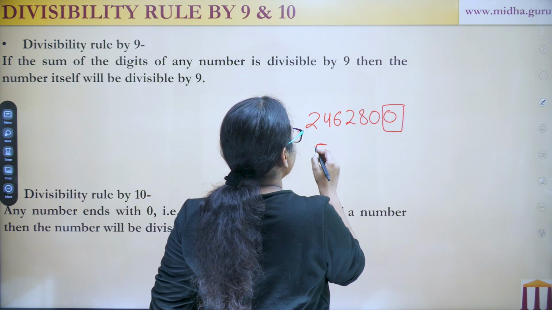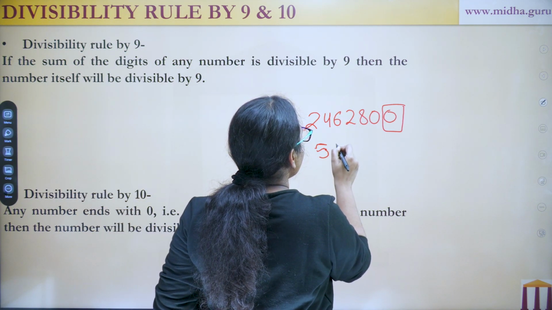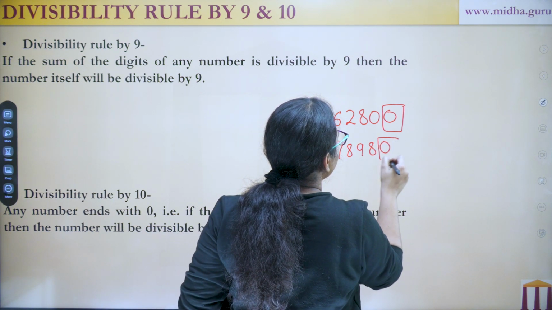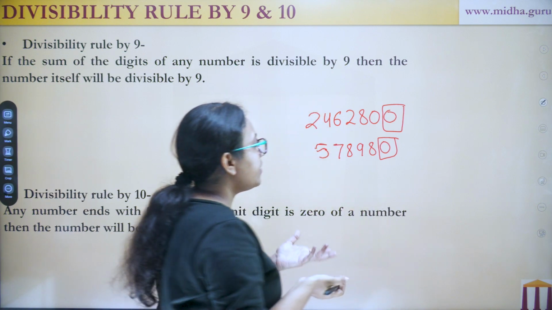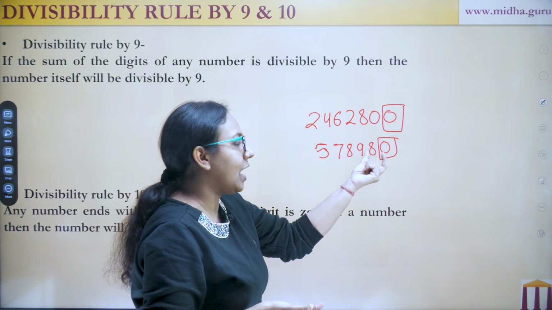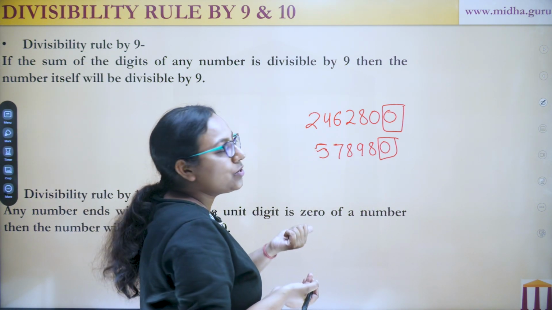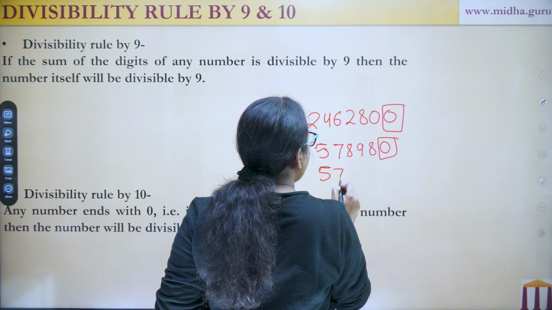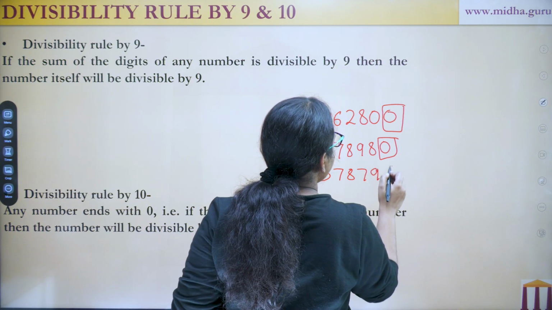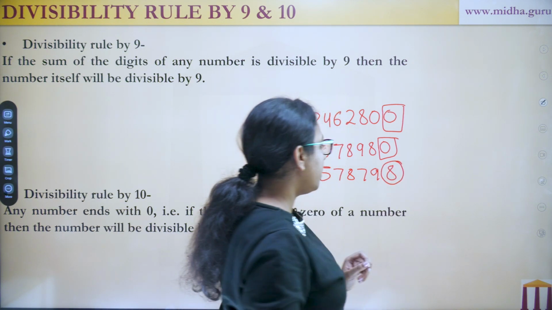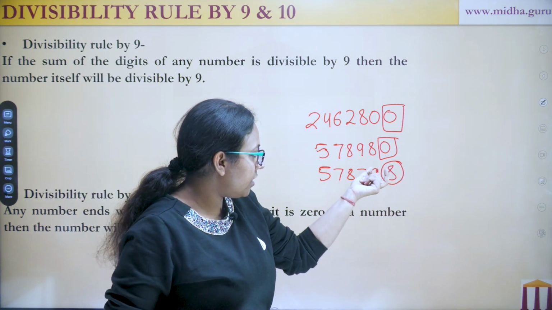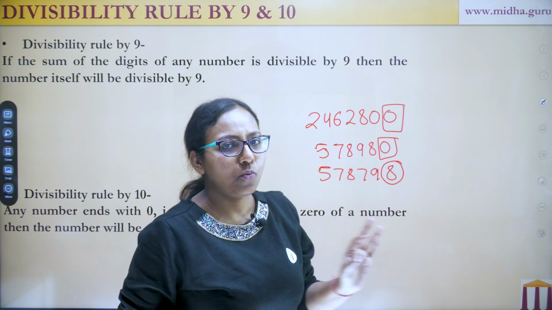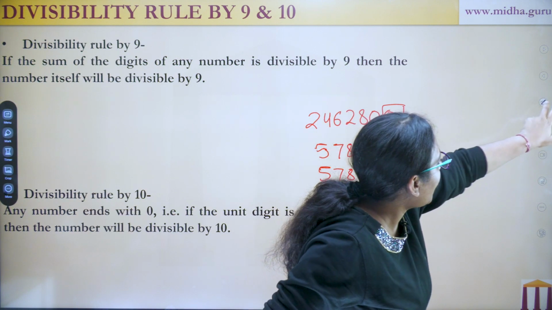We can take a few more examples. 278980. Again, 0. We just have to see the 0 in the last digit. Whenever we see 0, we will say yes, it is divisible by 10. We'll take 578798. What about now? Because it has no 0 here, that means the whole number is not divisible by 10. Super easy, right?